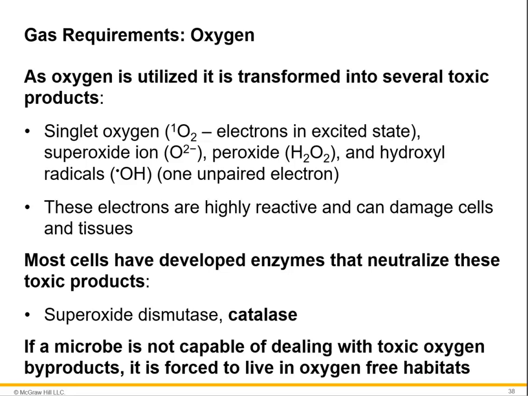Most cells have developed mechanisms that neutralize these toxic byproducts of oxygen. For example, catalase. We'll learn a little bit about catalase in this course. But what catalase does is it converts toxic hydrogen peroxide into water and oxygen. Now, if a microbe is not capable of dealing with these toxic oxygen byproducts, it's going to be forced to live somewhere where there is no oxygen.